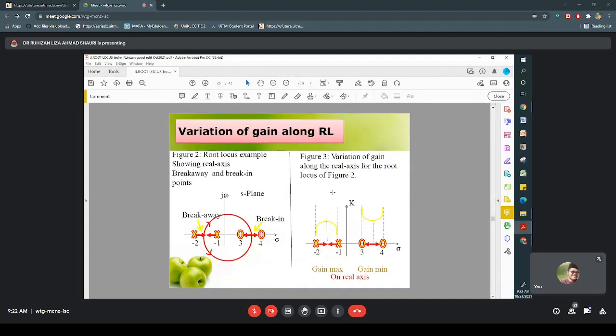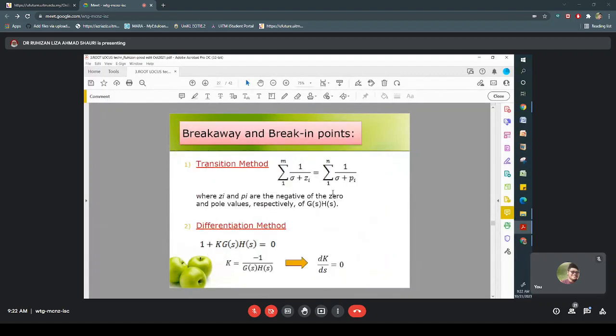Now, what are the equations that you can use to calculate this? You have two options, which means you have to select which one you are comfortable with. The first one is this one: the summation of that equals the summation of that. Z is the zero, P is the pole available in the open loop transfer function.